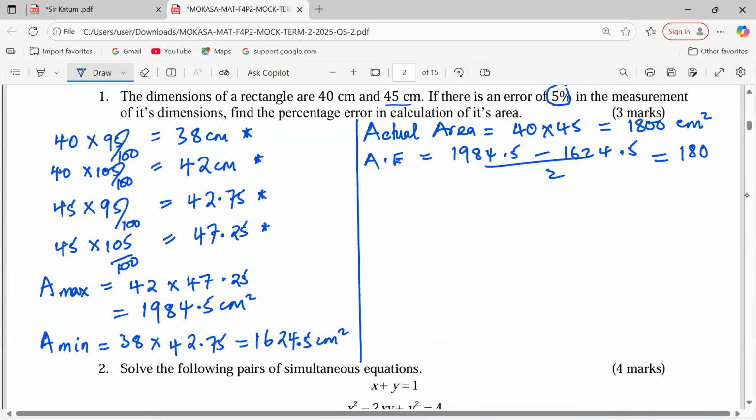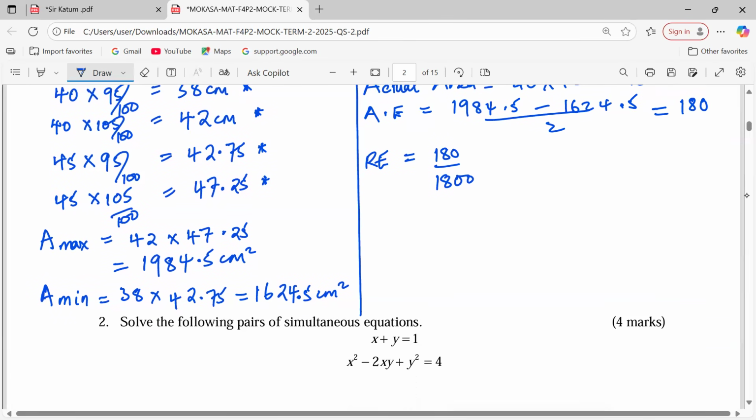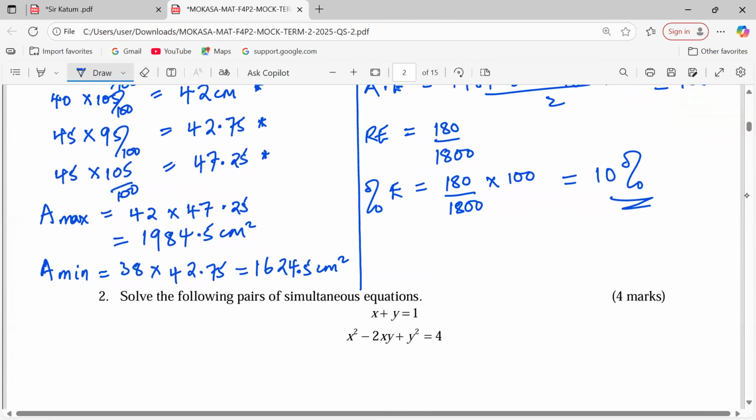So we can now talk about relative error. The relative error is given by absolute error out of the working area, or rather the actual area. Then after relative error, we will talk about percentage error. The percentage error is usually given by relative error multiplied by 100. We make it a percentage. So this will give us 10%. Yeah, that is 10%. So that's how simple number one is.